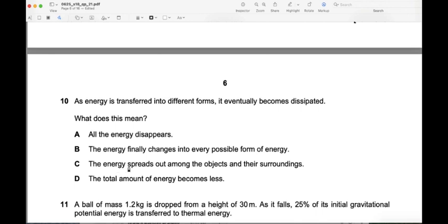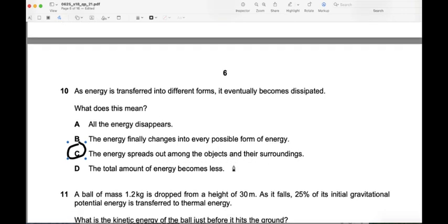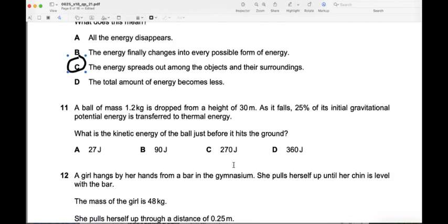Let's look for another option. The energy spreads out among the objects and their surrounding. This looks very close to the answer. The energy spreads out, that's dissipated. When you say dissipated, energy has spread out amongst the objects and the surrounding. Then D, the total amount of energy becomes less. No, that's not the point. So C is the answer here. The energy becomes spread out amongst the objects and the surrounding. Okay, we go to the next question.